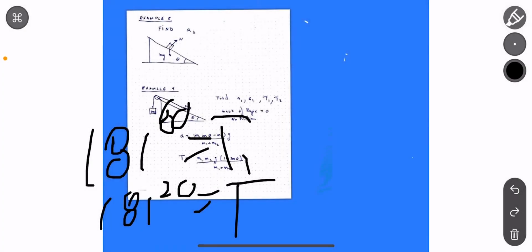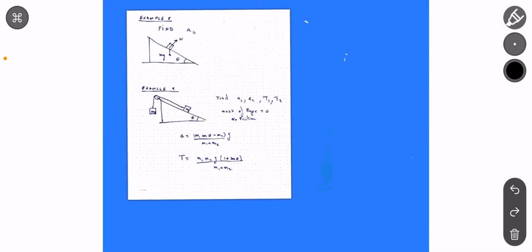So if we look at this problem now, we're looking at this here, right? This is mass 2, I circled first. The second one I circled is mass 1. So if we're trying to look for a1, a2, and T1 and T2, and the mass of the rope is 0, there's no friction, so there's not a lot of forces really dealing with here. We're only dealing with the masses that we're looking at.